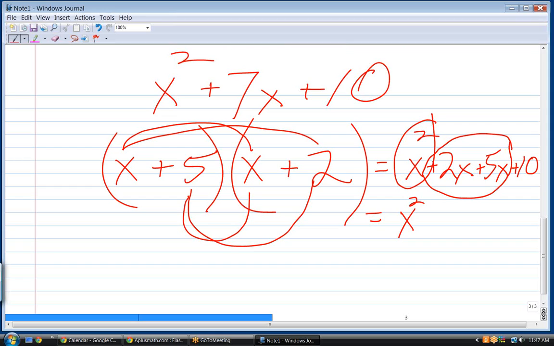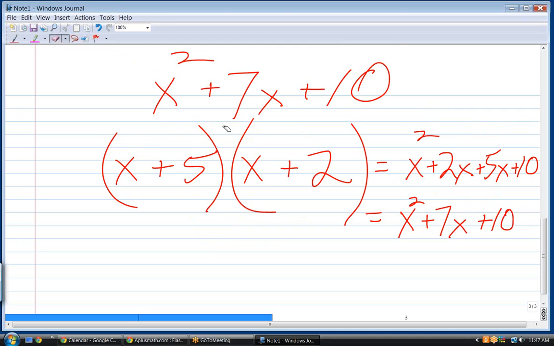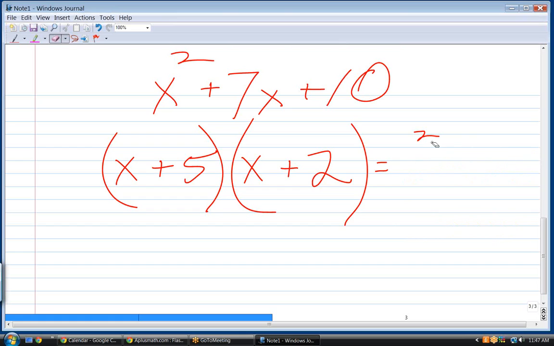What's 2x plus 5x? That would be just 7x. Okay, and then finally we only have one number. So what we have found out here is that we're doing the reverse of multiplication. We're taking x plus 5 times x plus 2, which results in what we started with, and we're breaking it apart. We're going backwards. So that's what factoring is all about, is going backwards.